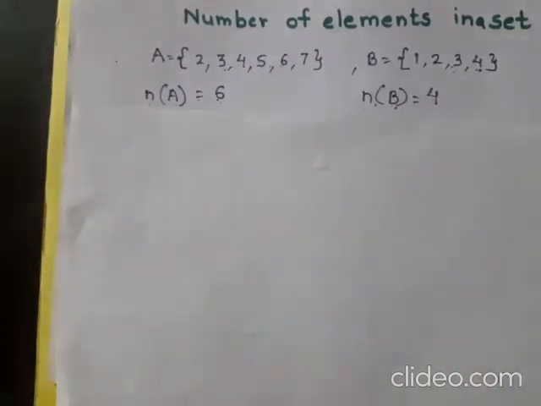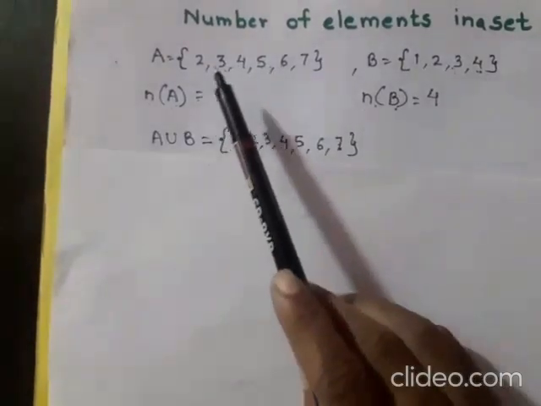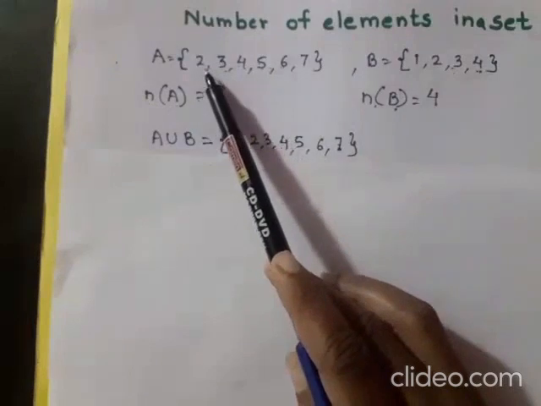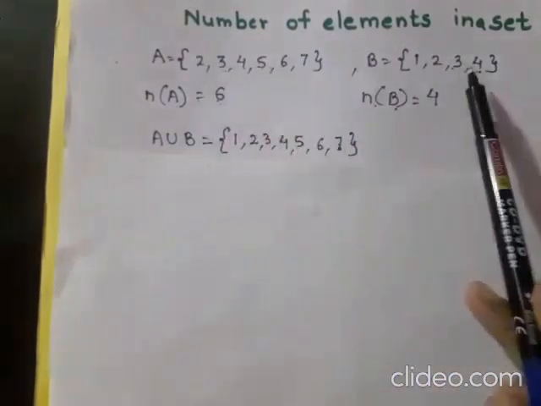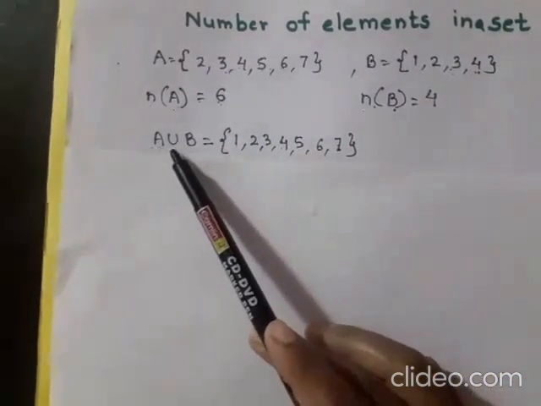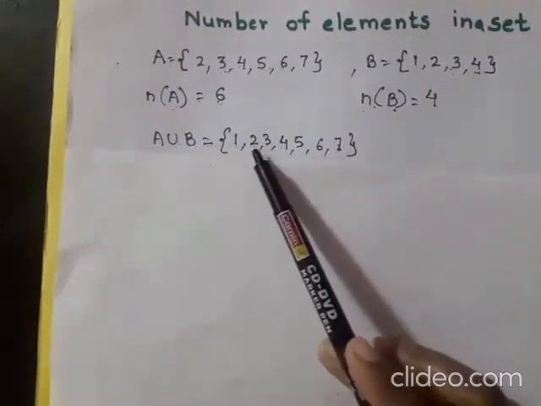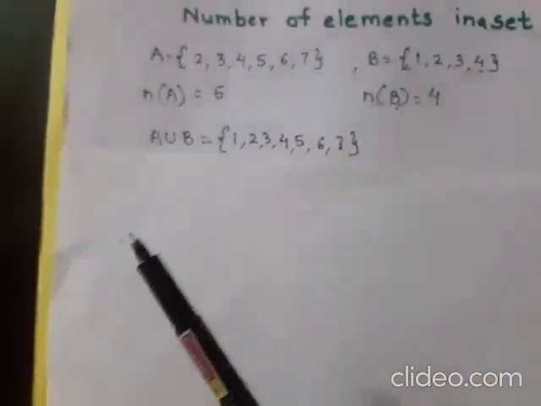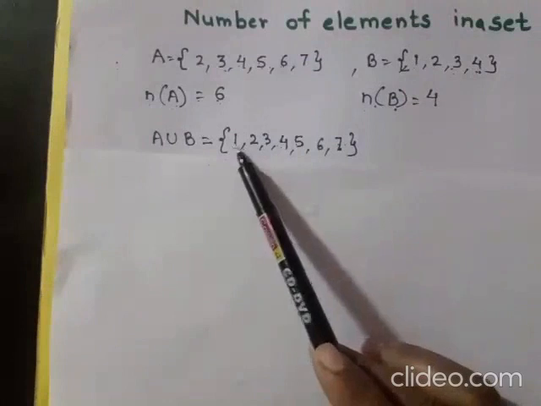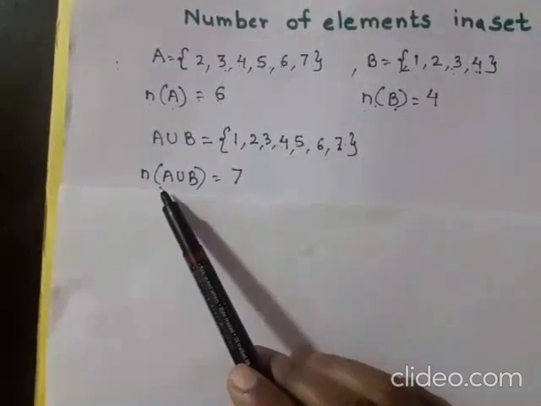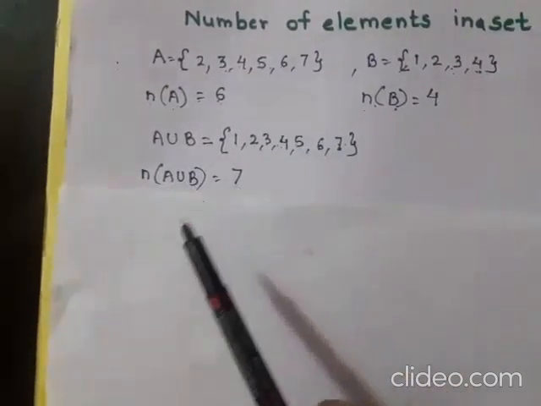Now, let us see what A union B is. Here, in A union B, we see that 2, 3, 4 are common in both the sets, so we will write them once. So the set A union B will contain the elements 1, 2, 3, 4, 5, 6, 7, all the elements of set A and set B. In total how many elements are there? 7 elements. Therefore, the number of elements in set A union B is equal to 7.